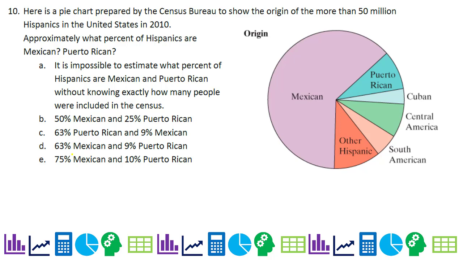Here is a pie chart prepared by the Census Bureau to show the origin of more than 50 million Hispanics in the U.S. in 2010. Approximately what percent of Hispanics are Mexican? And they also want to know Puerto Rican. So the first thing you can notice is us Mexicans. Well, technically I'm not Mexican. I'm Hispanic with Mexican origin. So, I counted that. My mother's from Mexico.